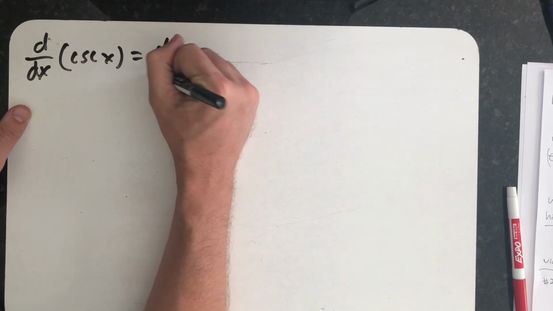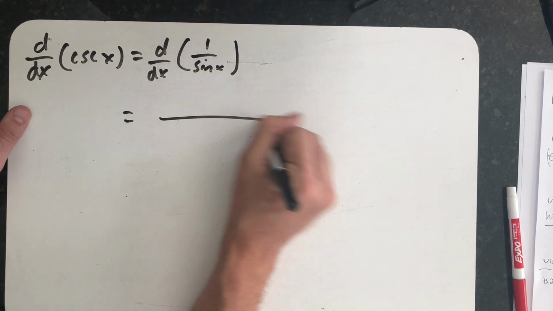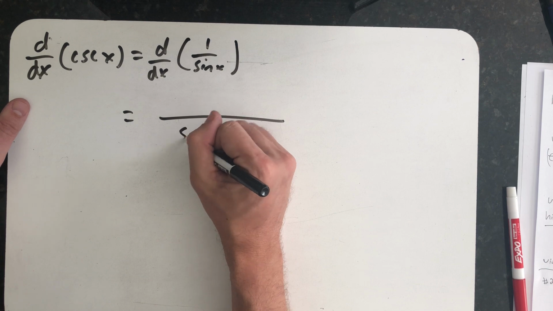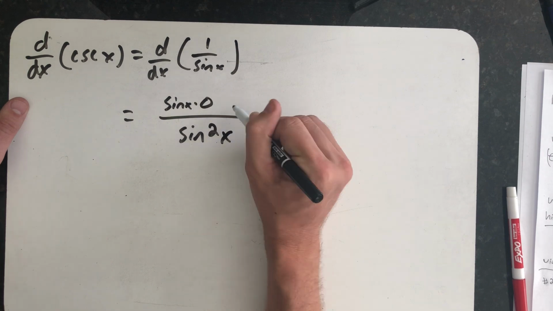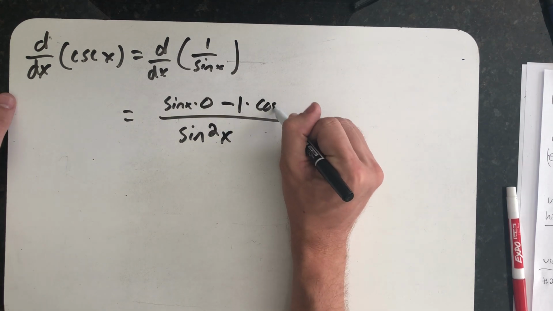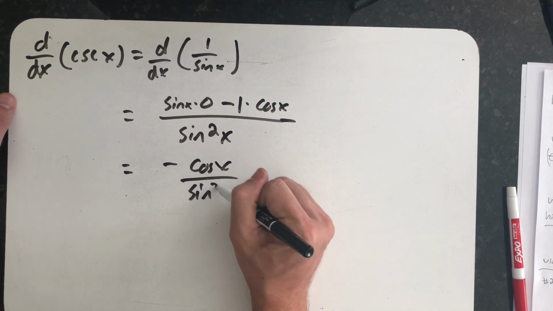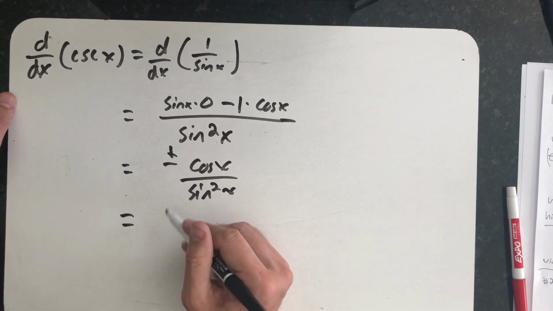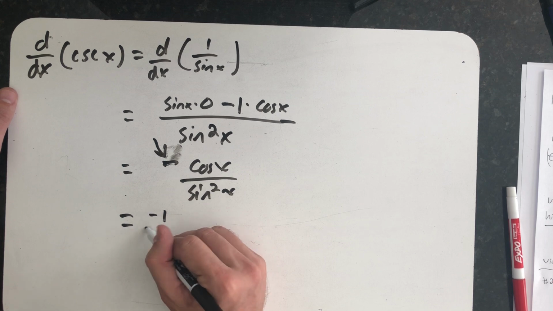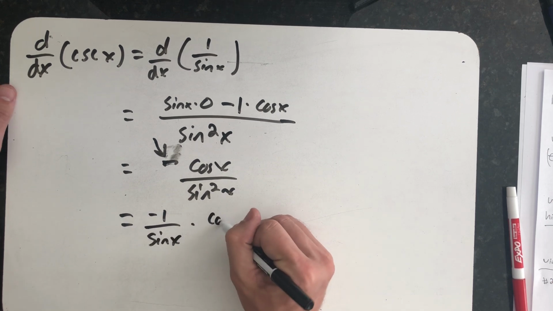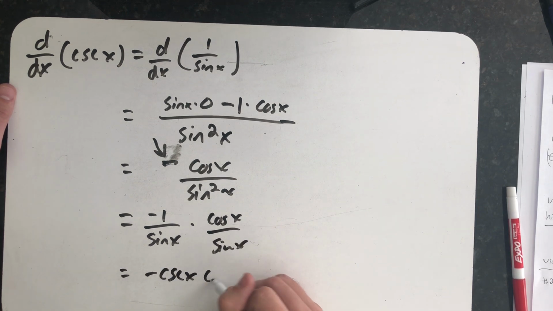Cosecant is the same as 1 over sine. So I'm taking the derivative of 1 over sine. And again, I'm going to proceed using the quotient rule. The bottom gets squared. Then I have the bottom times the derivative of the top minus the top times the derivative of the bottom. All right, there's that minus sign we thought was going to happen. And then I have a minus 1 over sine x times cosine x over sine x. It's a minus cosecant x cotangent x.